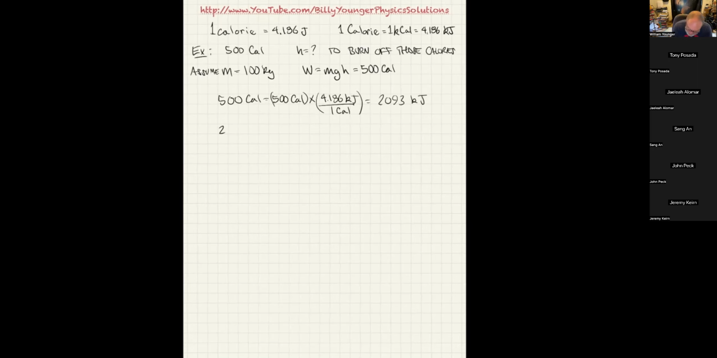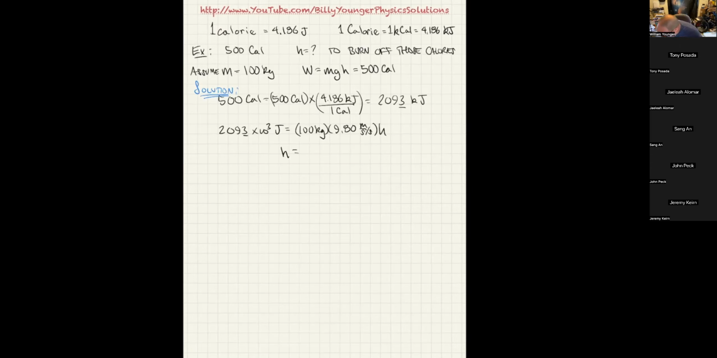Solution. Now I'm going to set 2,093, which is one extra sig fig, by the way. I should put that because I'm going to pretend that 500 calories is a whole 3 sig figs, and the 100 kilograms is a whole 3 sig figs. So that's times 10 to the third joules is equal to 100 kilograms. Notice now I'm using mgh, times 9.80 meters per second squared, times h. So what I want to solve for is h.